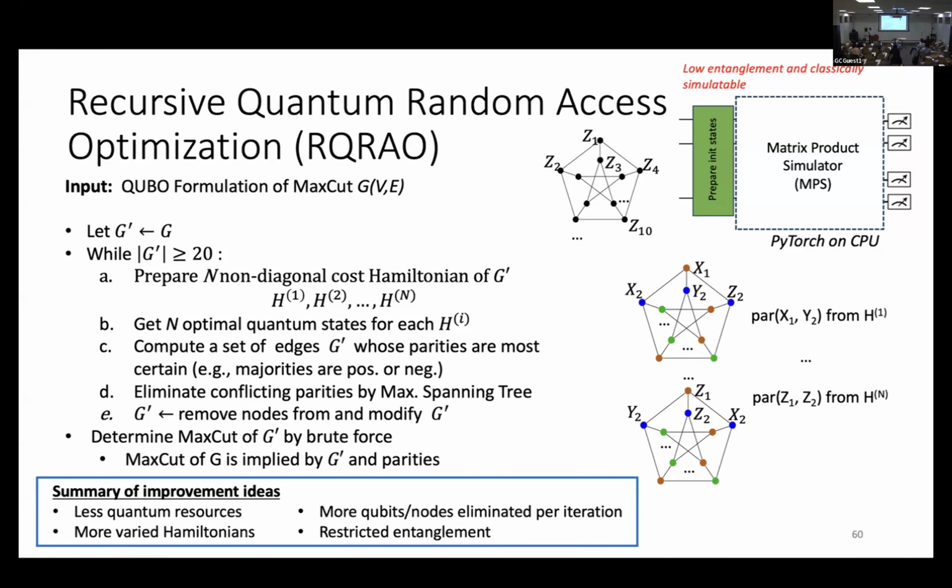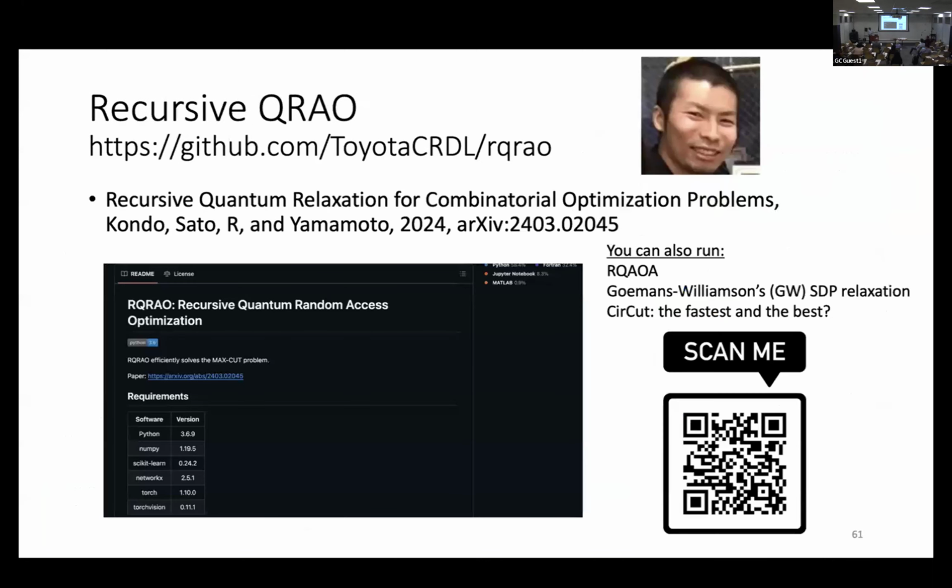Of course, the number of qubits is smaller. We have more Hamiltonians, and the entanglement is limited there. If you're interested, the code is available on GitHub. It's actually my colleague at Toyota Research Lab who coded this, and the paper is on arXiv. You can also compare it with recursive QAOA and Goemans-Williamson's SDP relaxation. He showed how to install it.